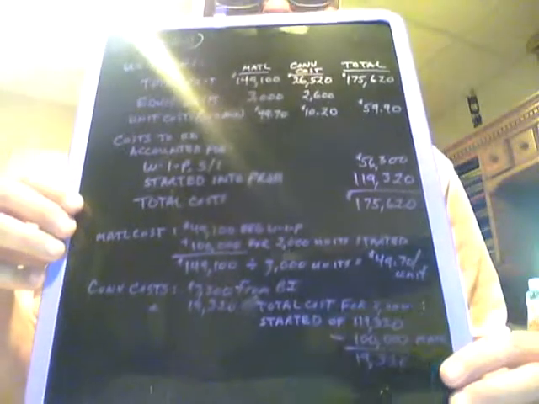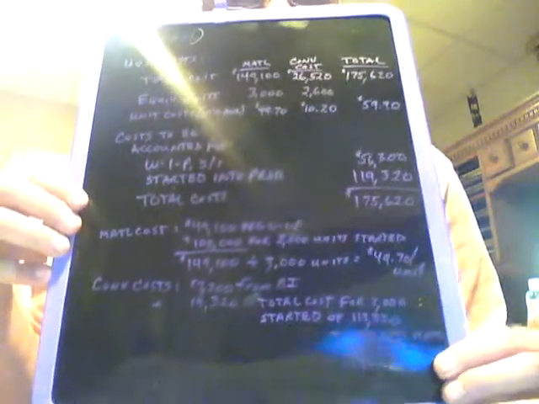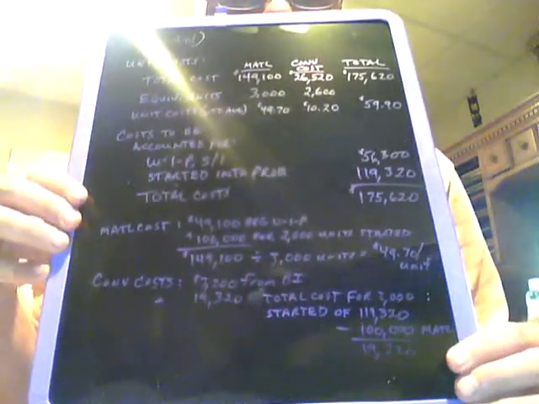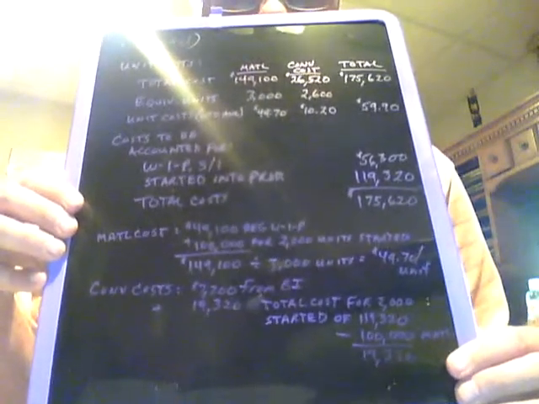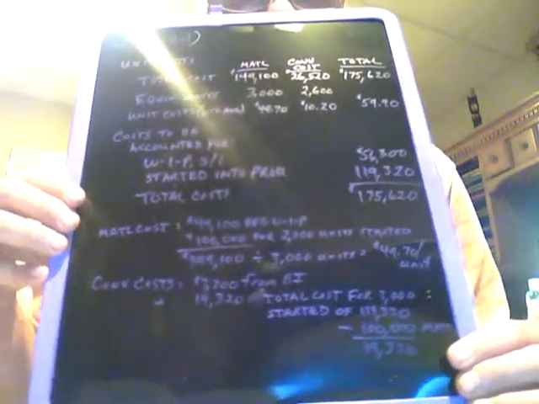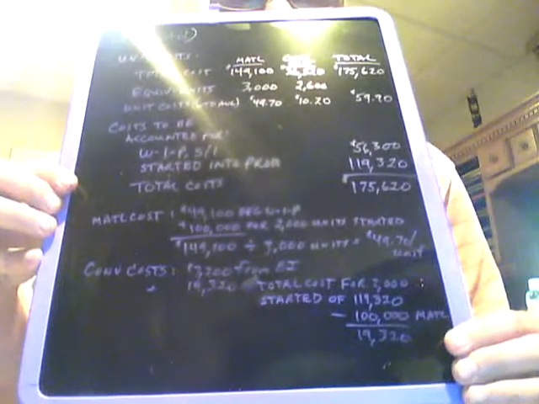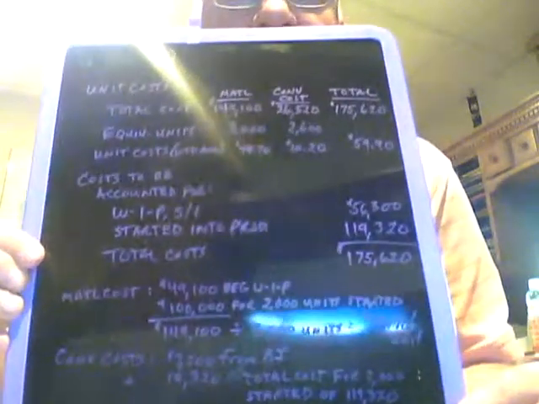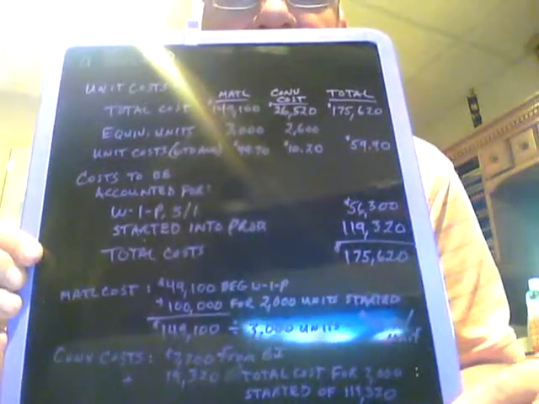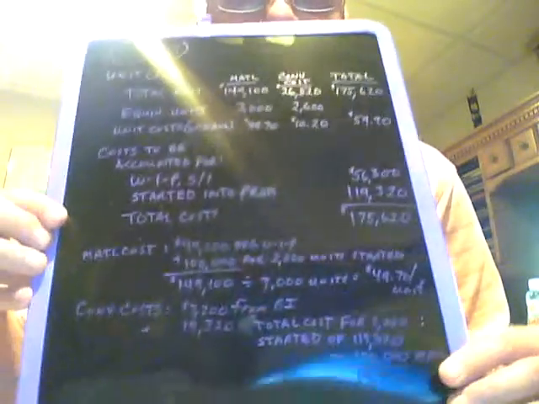So again, here's the calculations of how we got the total material costs, the unit material cost, the total conversion cost that you can see there, and then up above the unit conversion cost, the 26,520 divided by the 2,600. All right.